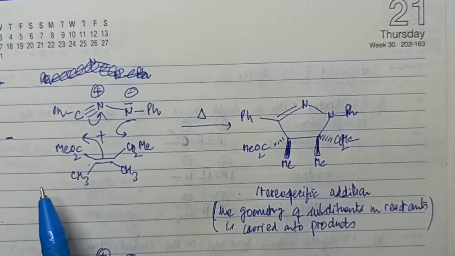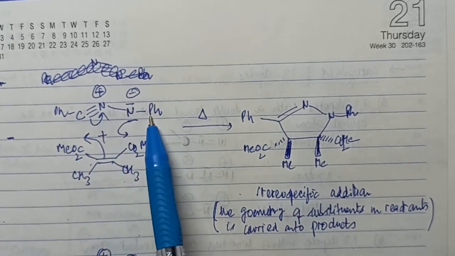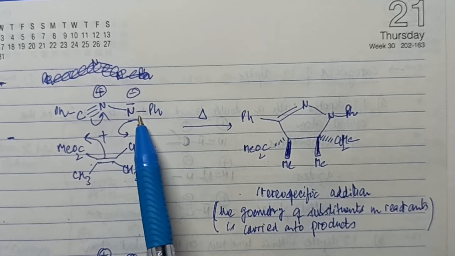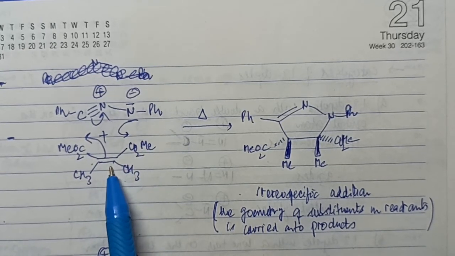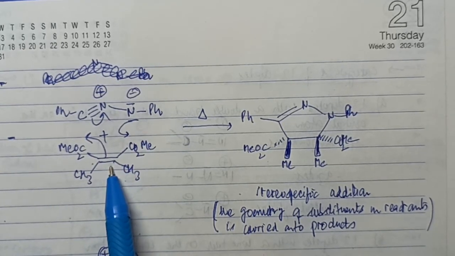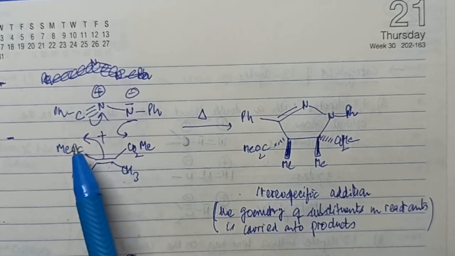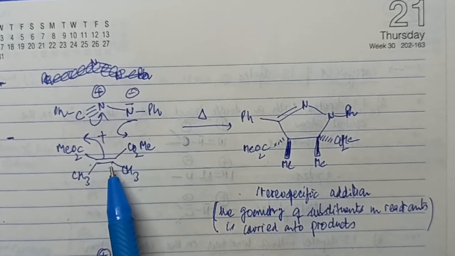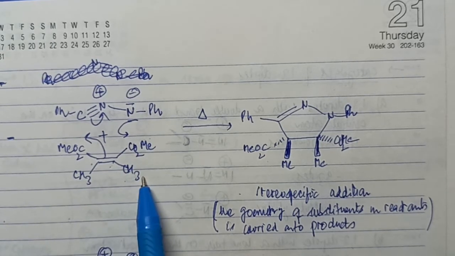Okay, let's take an example in which I have taken a 1,3 dipole. Again, I've represented the octet formula here. I've added it to an ethylenic double bond, a dipolarophile system, in which two carboxymethyls are on the same side. That means this double bond has a Z geometry. Both carboxymethyls are on the same side.